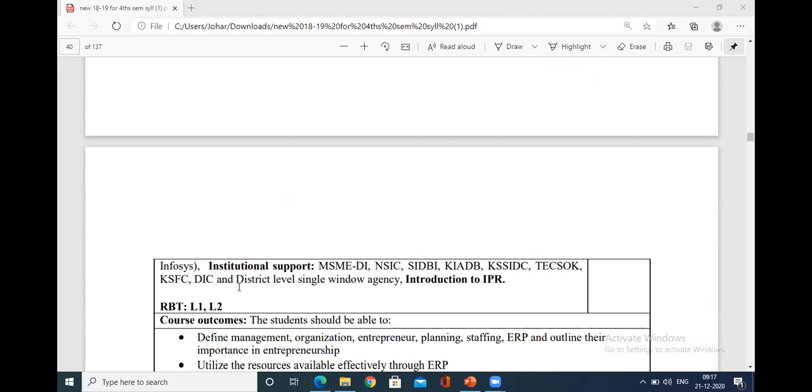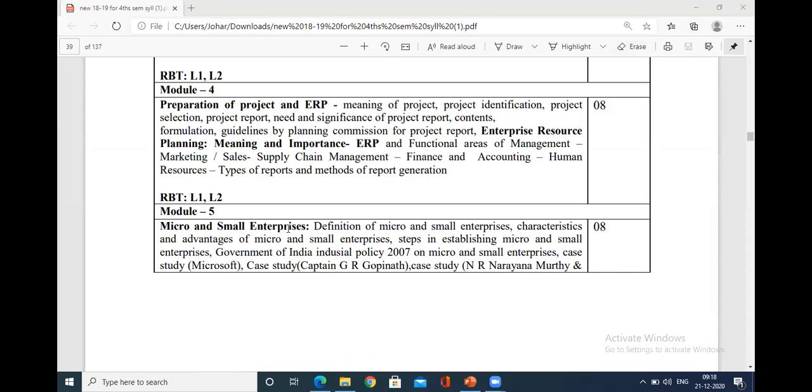Then finally we have institutional support. Again, this is a direct point-to-point talk. That is MSME, NSIC, and SIDBI, Small Industrial Development Bank of India. What all their objectives and motives are, and how you can take the benefit out of these institutions, that is institutional support. So let me go to the topic.